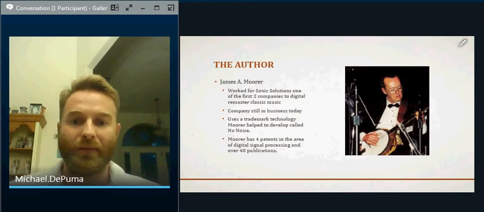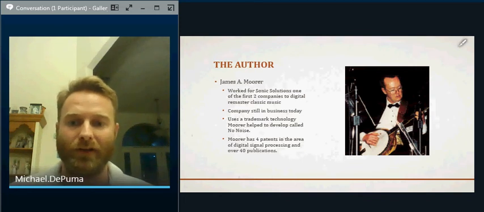The author, James A. Moyer, worked for a company called Sonic Solutions, one of the first two companies to digitally remaster classic music. The company is still in business today and uses his trademark technology, NoNoise. Moyer also has 4 patents in the area of digital signal processing and over 40 publications.